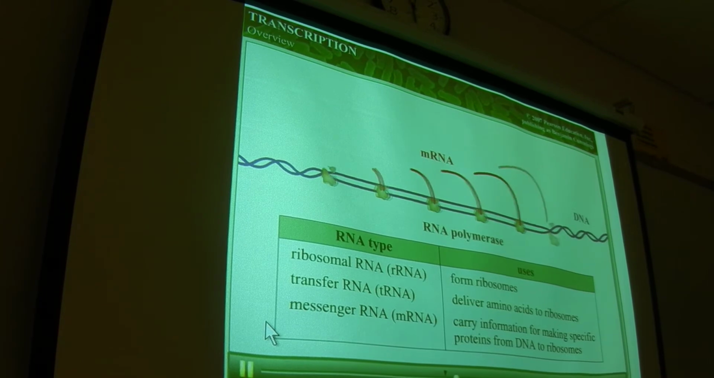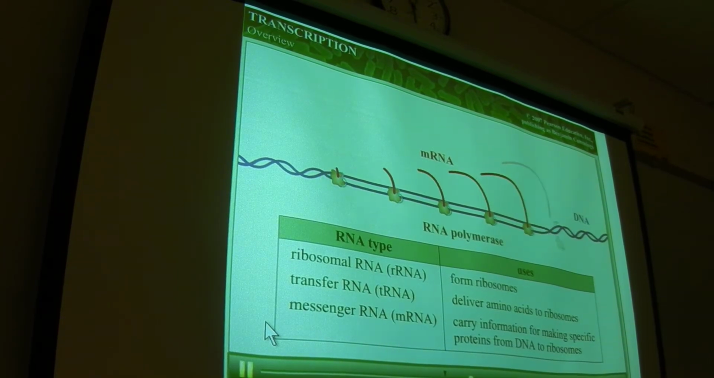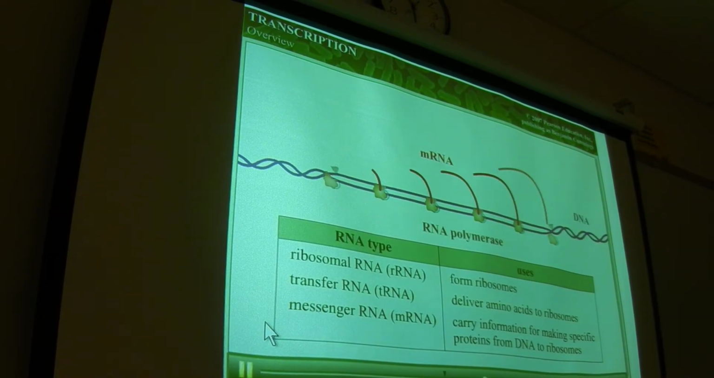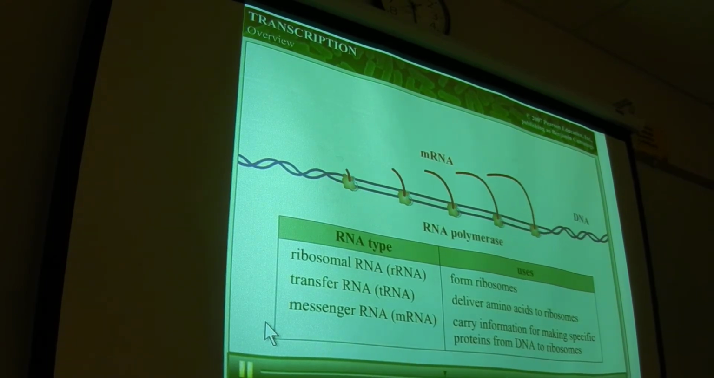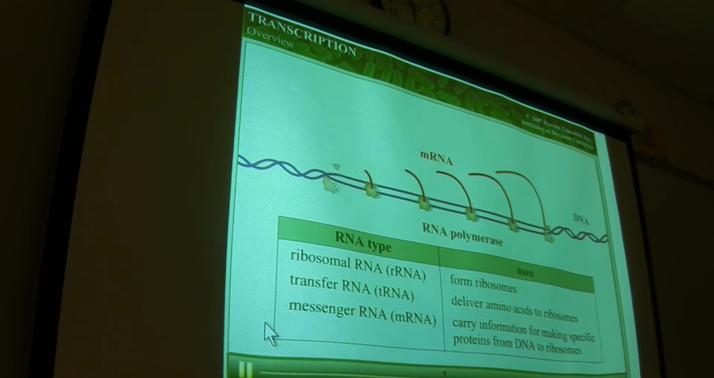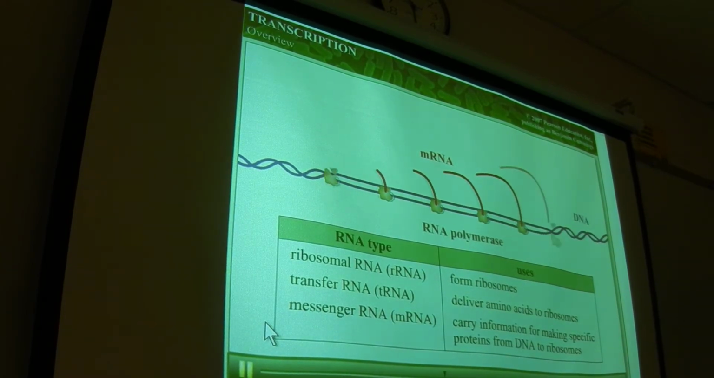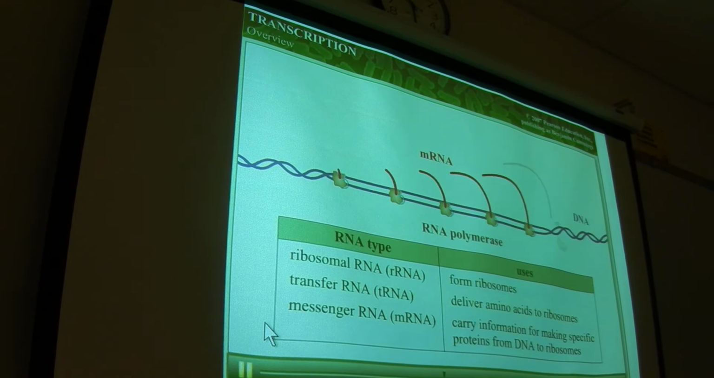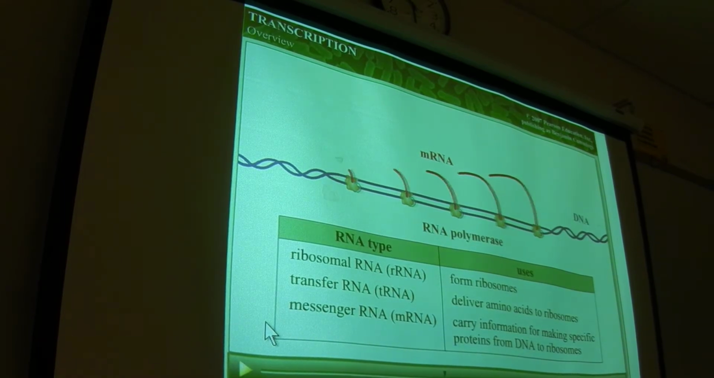Cells use three types of RNA: ribosomal RNA molecules, which are used to form ribosomes; transfer RNA molecules, which deliver amino acids to ribosomes; and messenger RNA molecules, which carry the information for making specific proteins from DNA to ribosomes. Okay, so we're mostly going to be focusing just on messenger RNA.